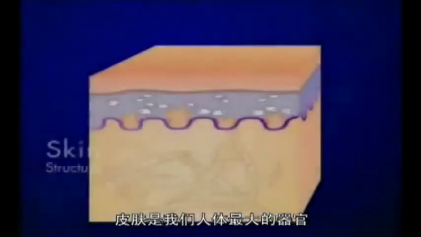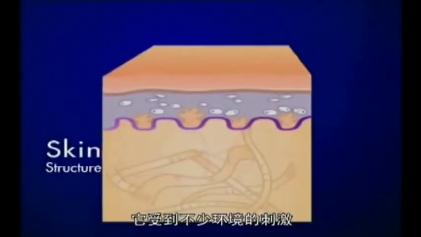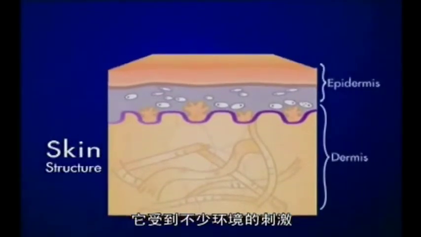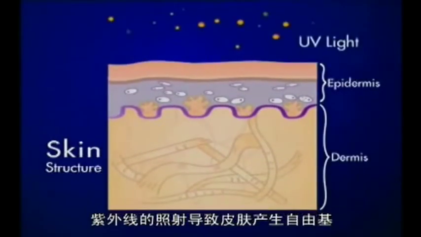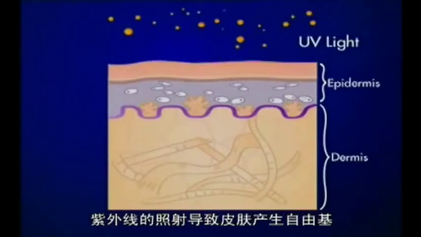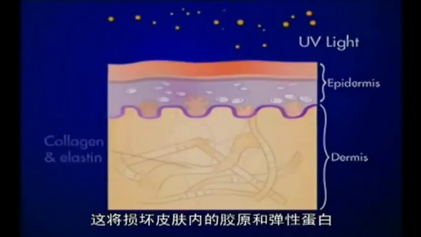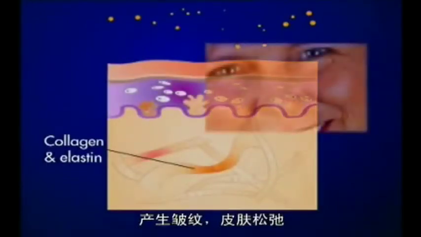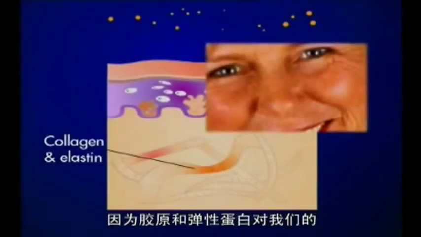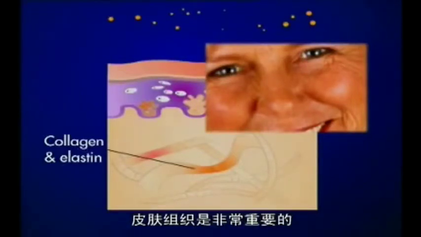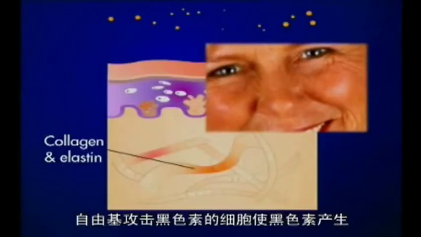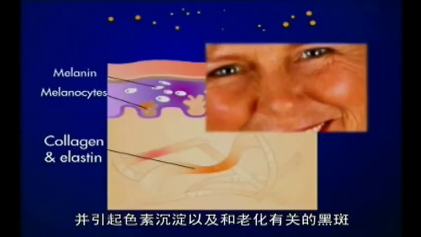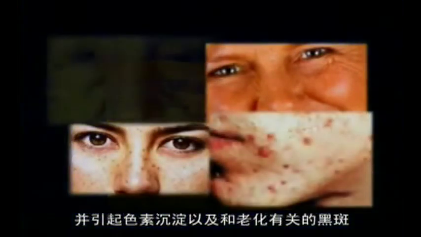The skin is the largest organ in our body. It is exposed to many environmental insults. Ultraviolet light exposure causes the skin to generate free radicals, which damage the collagen and elastin in the skin, causing wrinkles, lines, and skin sagging, as collagen and elastin are important to the structure of the skin. Free radicals attack the melanocytes, which produce melanin, skin pigment, and bring about skin pigmentation and dark spots that are associated with aging.